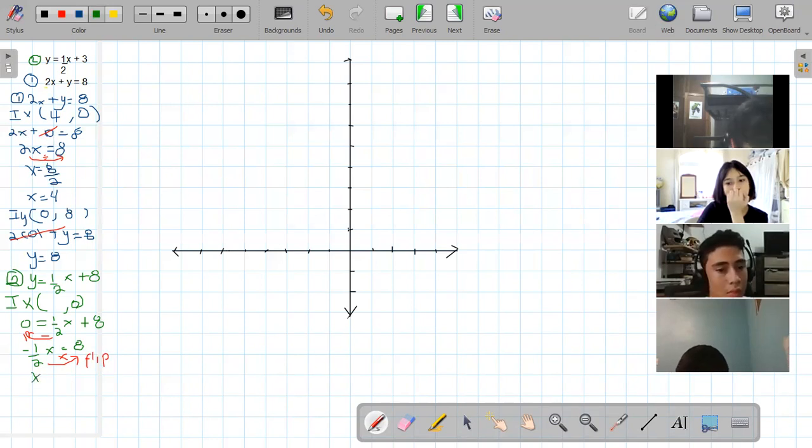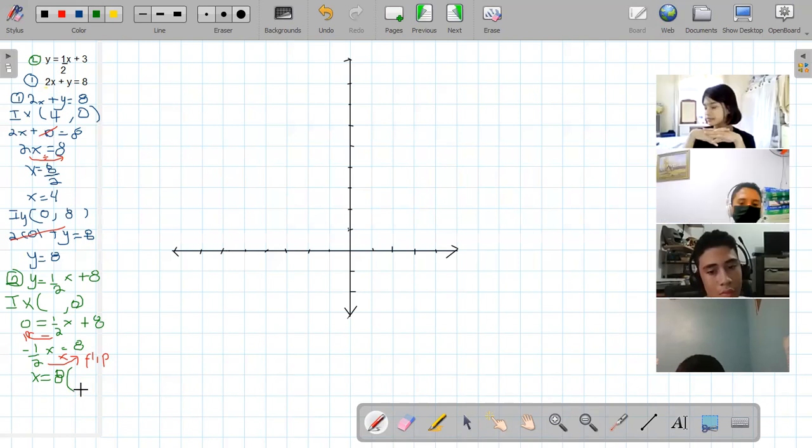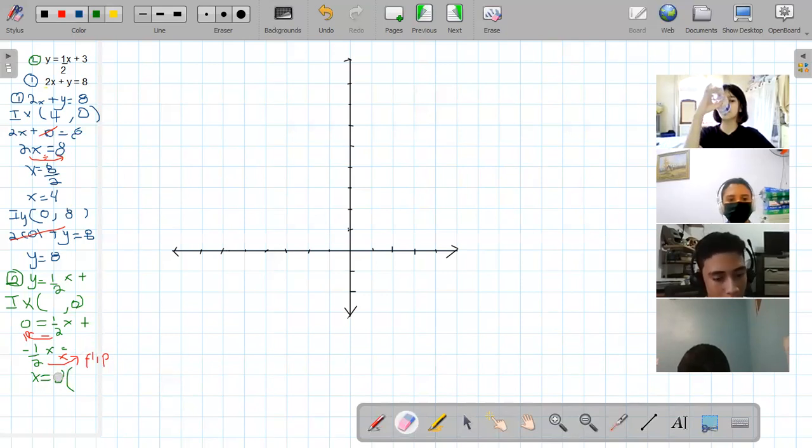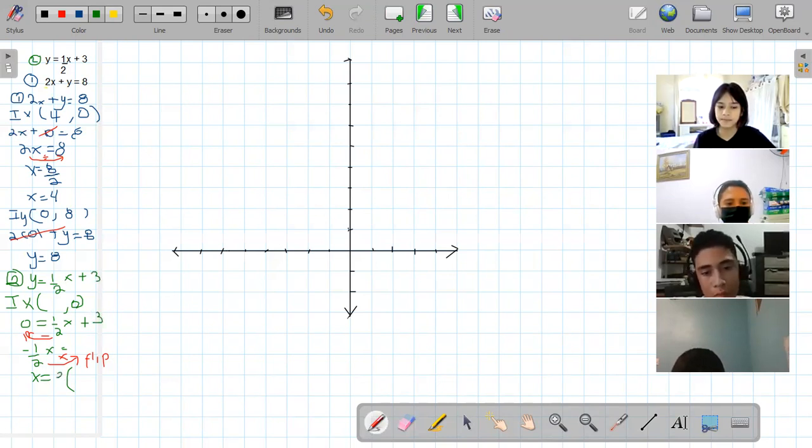So I'm having x is equal to 8 times, instead of negative 1/2... There's a mistake in here. It is not plus 8, it's plus 3. You see? None of you noticed that mistake. This is plus 3. But we still have the fraction correct. So instead of negative 1/2, I'm placing negative 2/1.